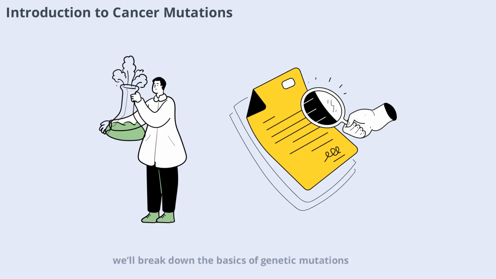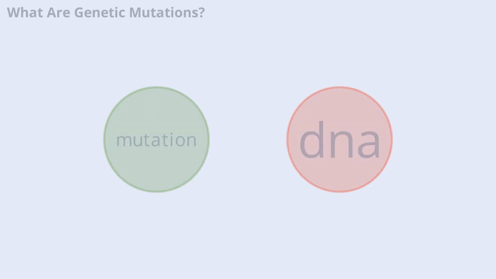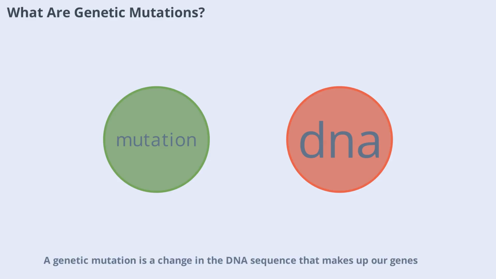In this video, we'll break down the basics of genetic mutations, explore how they lead to cancer, and look at the latest research. Let's start by understanding what a genetic mutation actually is. A genetic mutation is a change in the DNA sequence that makes up our genes. These changes can be as small as a single letter swap in our genetic code, or as large as entire sections being deleted or duplicated.